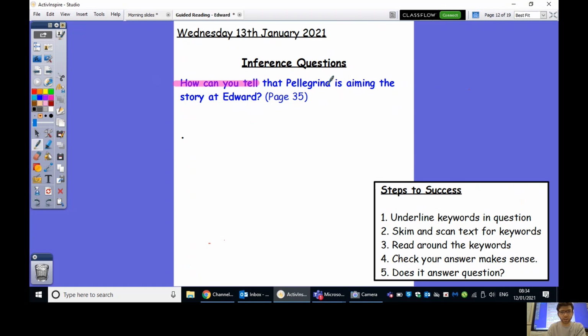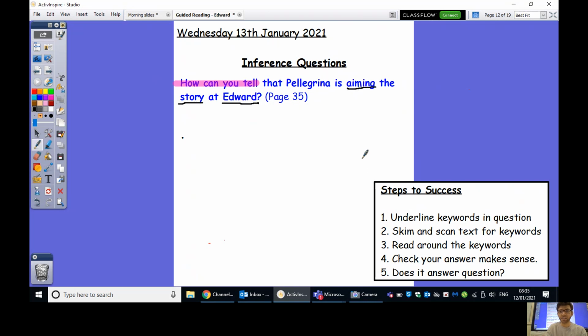She's the one that's reading the story. I'd say story is definitely one of the key words. Edward, normally he's the main character, but because he's not central to this chapter, he might actually be a really good one to use. And I'm also going to underline aiming as well. So we're looking for any information. We're going to skim and scan the text for these key words, or words that give us the idea that it's being aimed at or read to Edward.